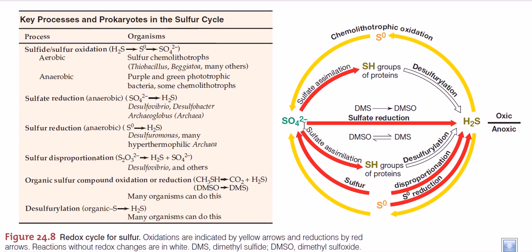This can be anaerobic, this can also be aerobic, so both processes can be done. So from an aerobic situation we can turn the sulfur from the sulfate into H2S, and the bacteria useful for that are Desulfovibrio and Desulfobacter. We can also have Desulfuromonas, which also convert the sulfur into H2S from the sulfate group via the anaerobic process.